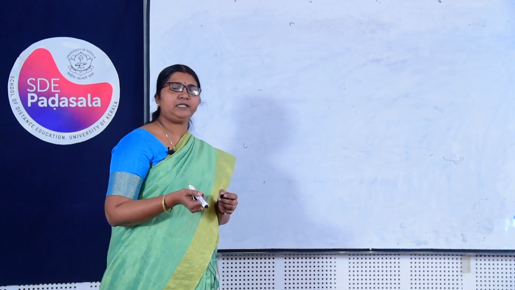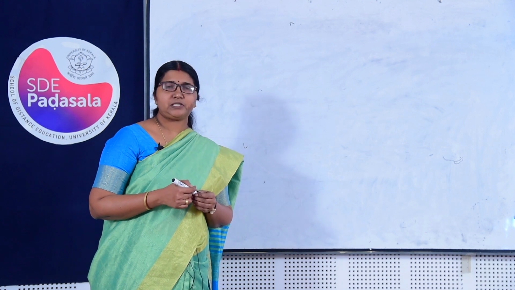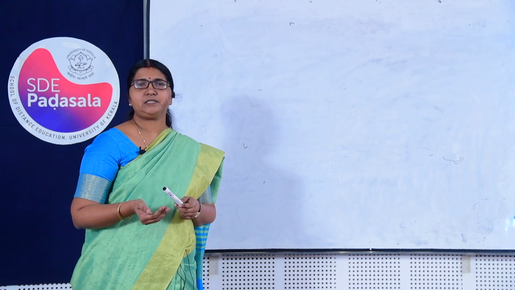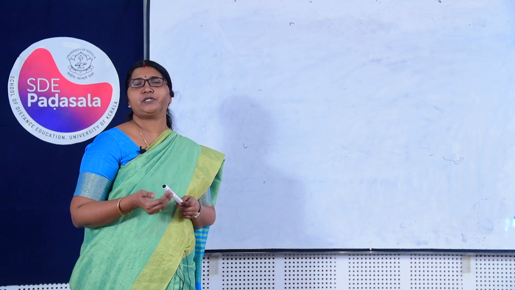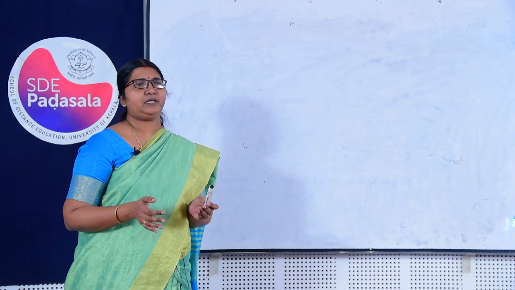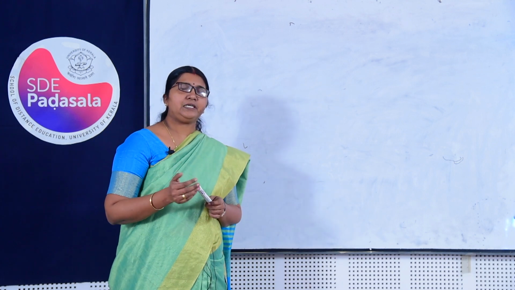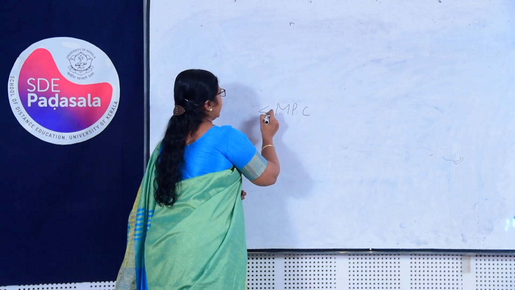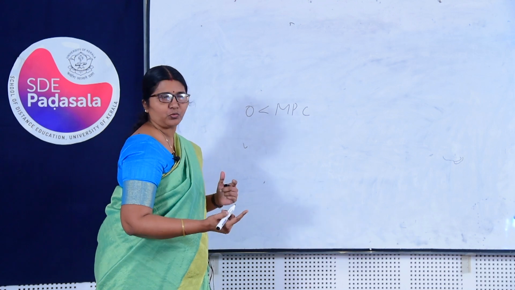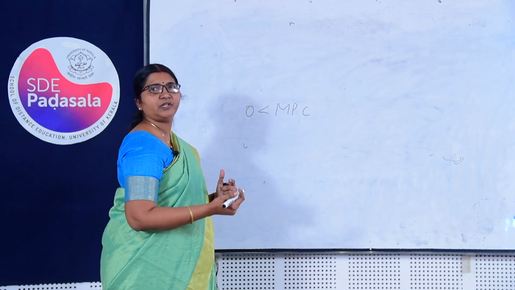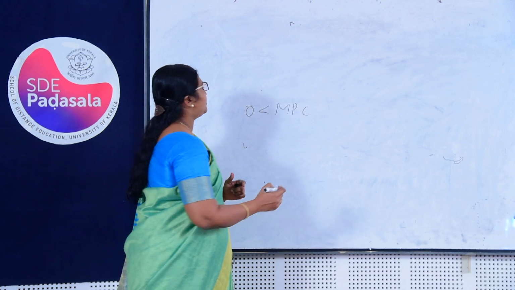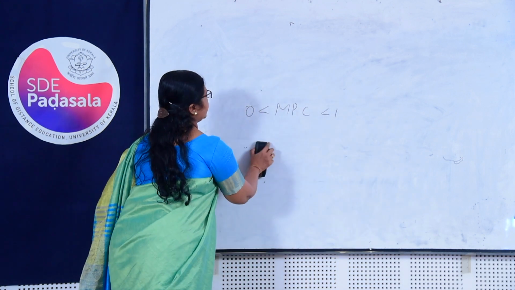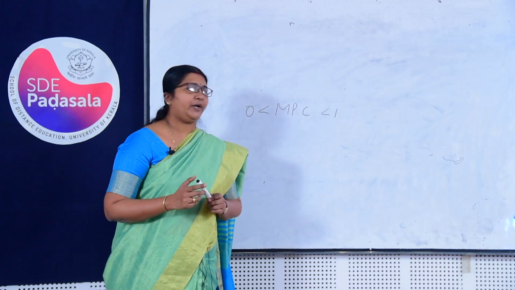Regarding the Keynesian consumption function, as you all know, it states that as income increases, consumption also increases. However, increase in consumption will be less than proportionate to the increase in income. That is the statement of the theory. Then we can see that marginal propensity to consume is greater than 0, because as income increases, consumption also increases. However, the increase in consumption will be less than proportionate to the increase in income. So, marginal propensity to consume lies between 0 and 1. So, this is the first step, statement of theory or hypothesis.